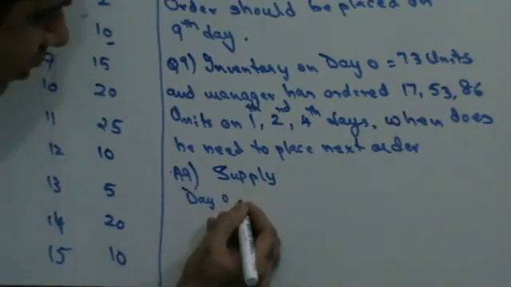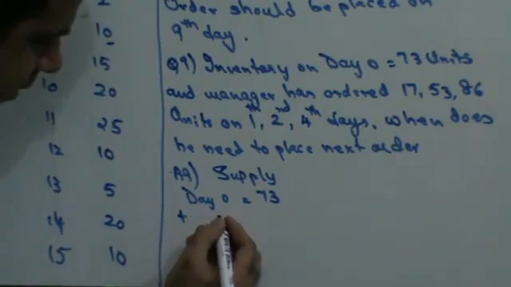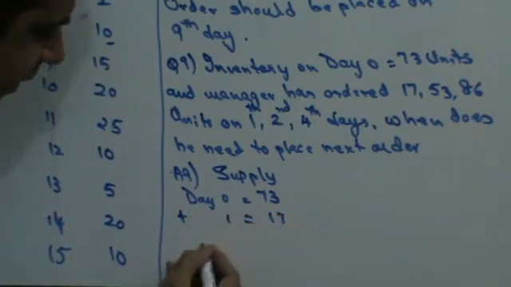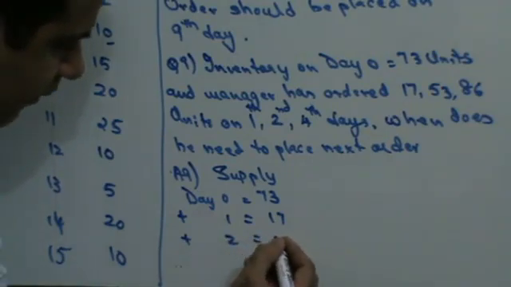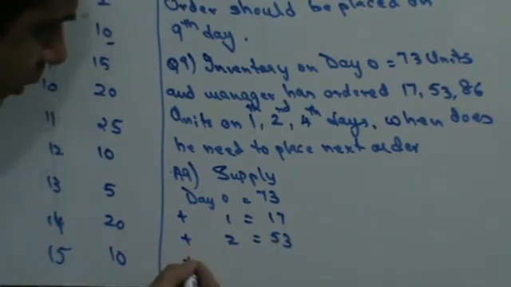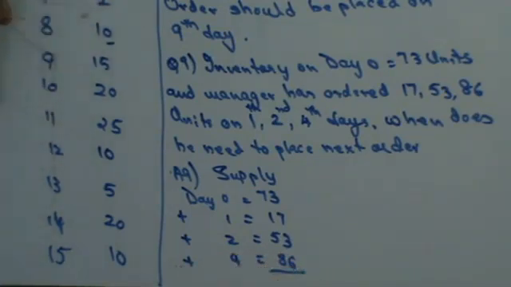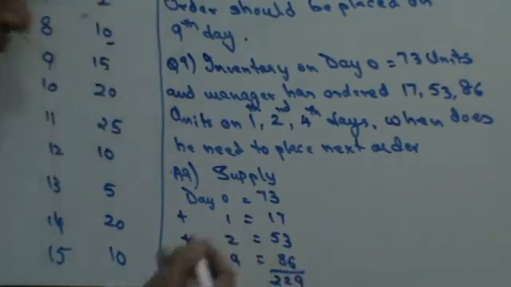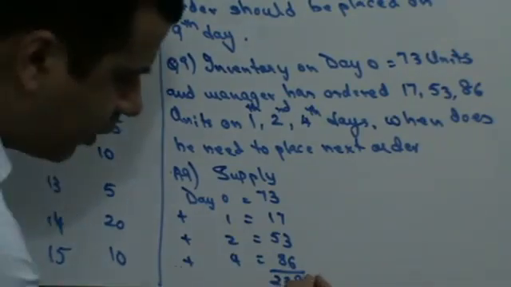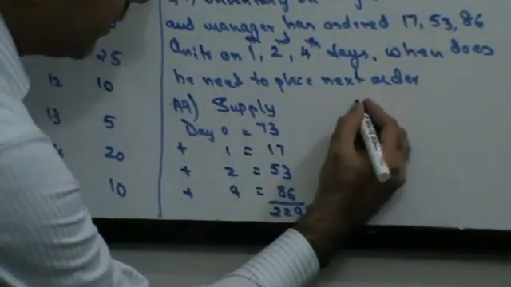On day 0 I have a supply of 73 units, right? Plus on day 1 I have ordered 17 units. On day 2 I have ordered 53 units. On day 4 I have ordered 86 units. So by the end of the 4th day, my total inventory is going to be 229 units. Now let's see the demand.